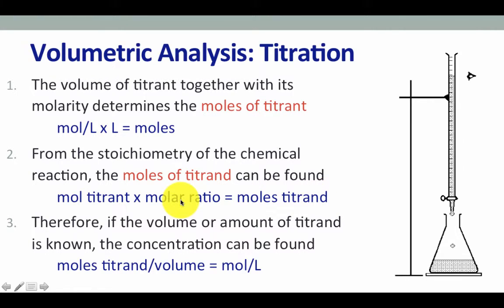In the final step, we consider the moles of titrand that we've calculated and divide it by the volume that we initially put in our reaction flask, and this gives us the moles per liter of titrand.